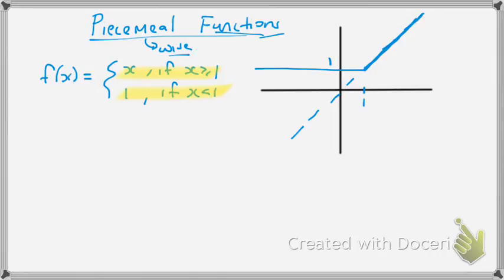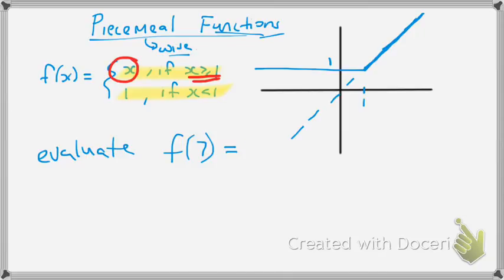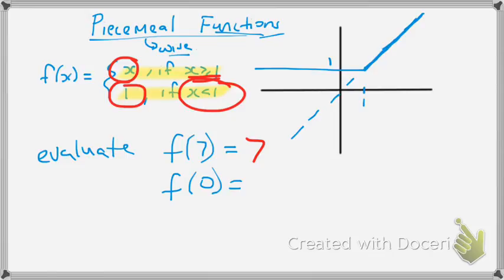And then from here we might be asked to evaluate. So, we might be asked to evaluate f of 7. So then we go, alright, where does 7 land? Well, 7 is bigger than 1, so 7 lands there. So we replace x with 7, so it's just 7. And then we might be asked to evaluate, I don't know, f of 0. 0 lands here, it's less than 1, and the function is identically 1 for anything less than 1, so f of 0 must be 1.